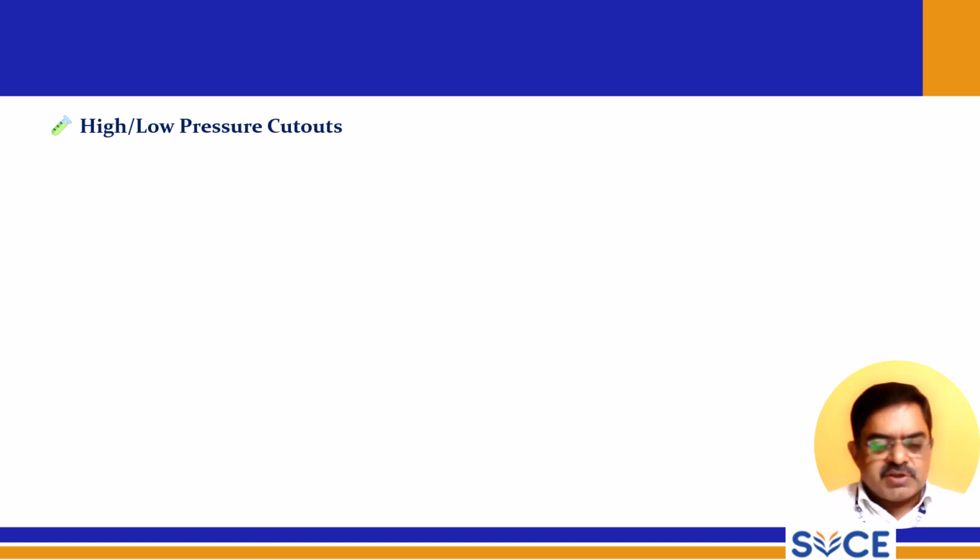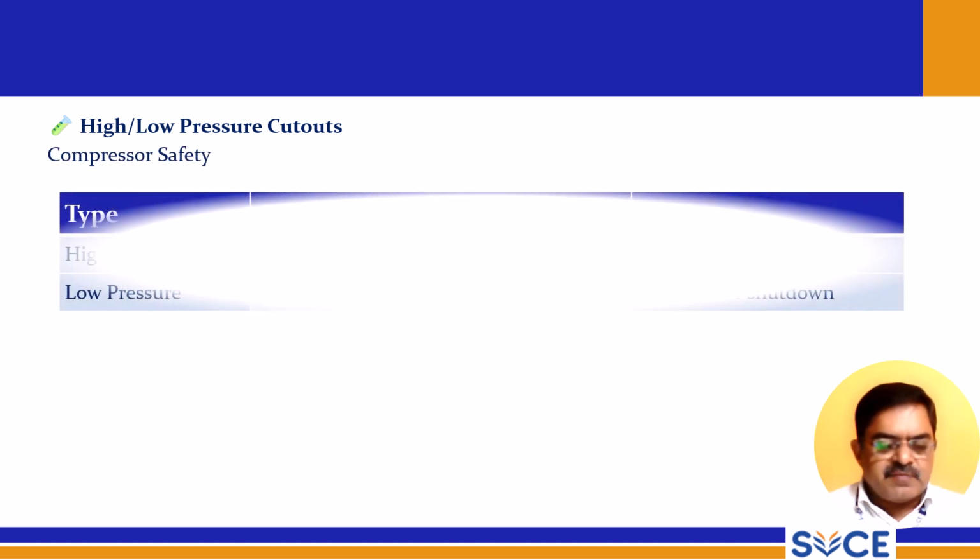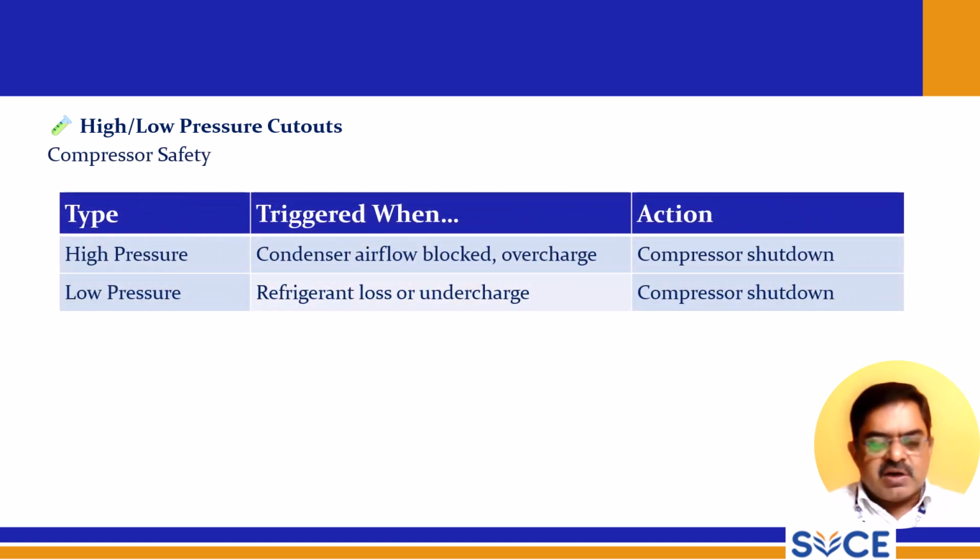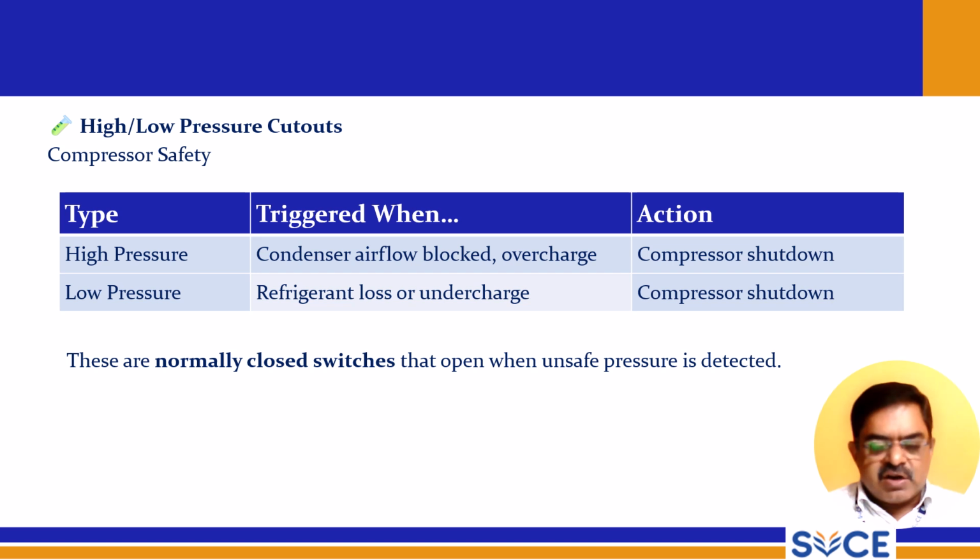High low pressure cutouts. Compressor safety is very important. High pressure is triggered when condenser airflow is blocked or on overcharge, and the action to be taken is compressor shutdown. Low pressure is triggered by refrigerant loss or undercharge, and the action here is also compressor shutdown. These are normally closed switches that open when unsafe pressure is detected.